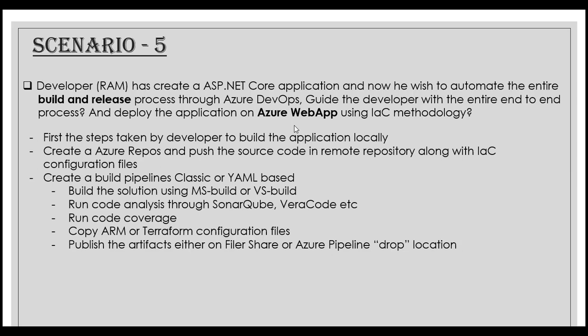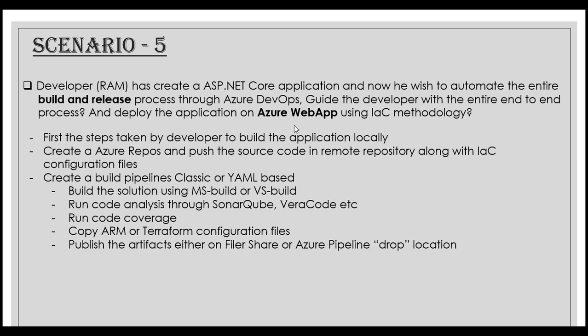So the first step, ask the developer how he builds the application locally, whether he is using MS Build or VS Build. Frankly, if it's .NET, he might be using Visual Studio and the Visual Studio build process, the build and release and publish process. So ask the developer what the steps are, whether the application is working locally and things like that. Whatever information you can get, just ask the developer about that.